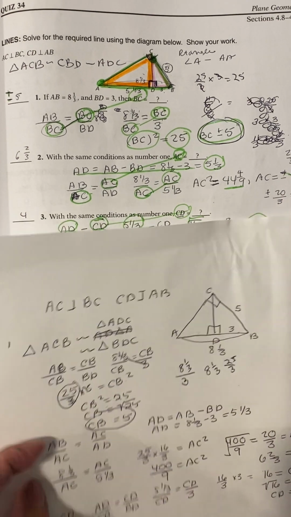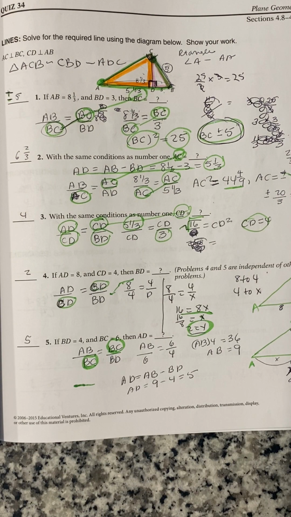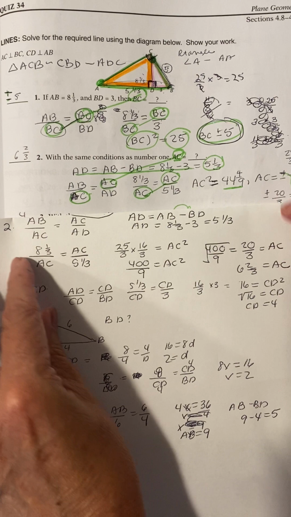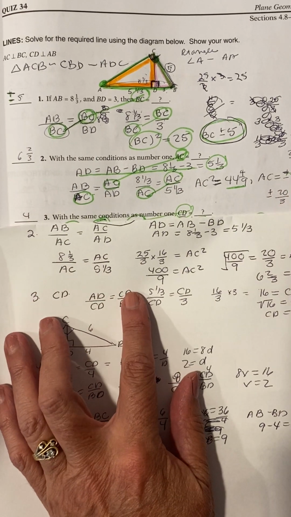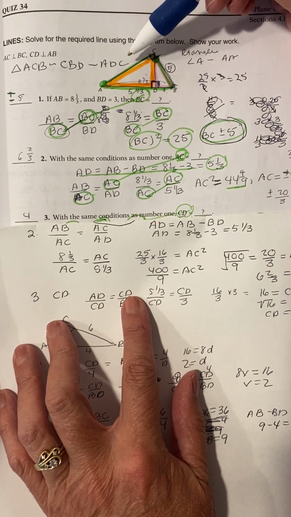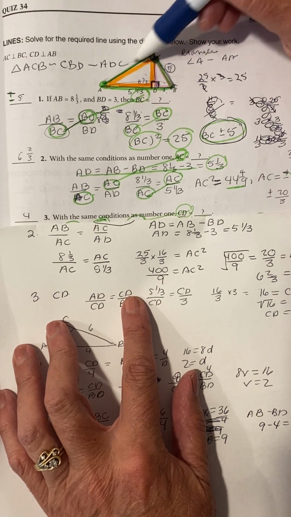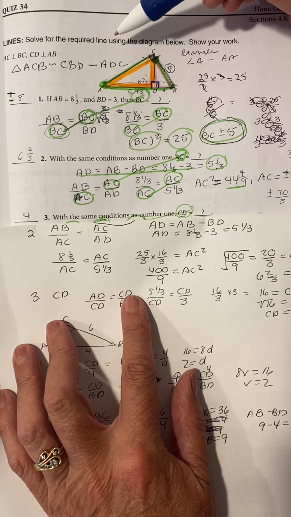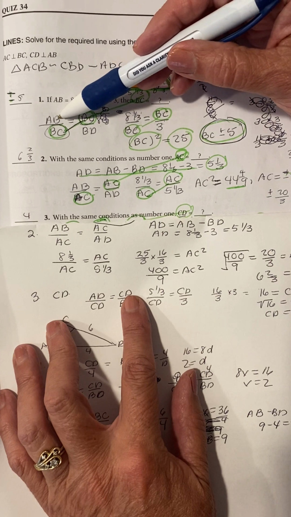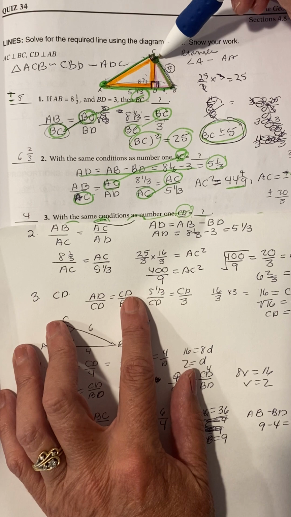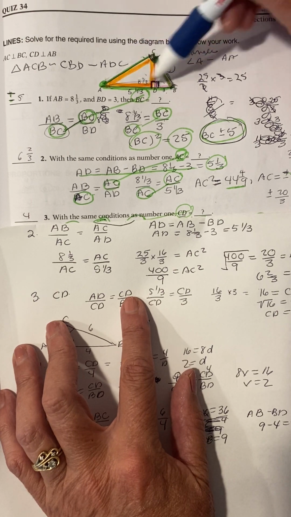Similar. Let me show you how I did this. Here's my work here too. With the same conditions as number 1, now we want to know what AC is. We want to know what this is here. We're going to do the same thing. AC, of course, is with the big triangle.